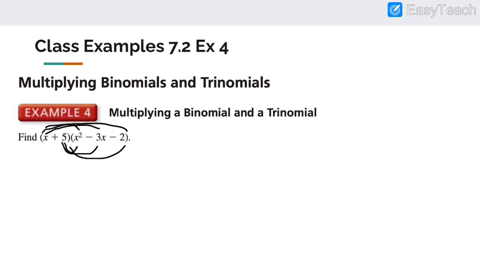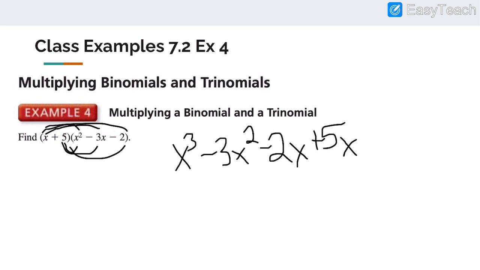So as we're working through this, x times x squared is x to the third. x times negative 3x is negative 3x to the second. x times negative 2 is negative 2x. Now we're going to start multiplying with the 5s. So 5 times x squared, we get positive 5x squared. 5 times negative 3x is negative 15x. Followed up by 5 times negative 2 is going to be negative 10.